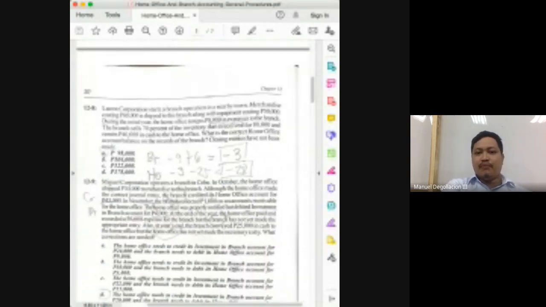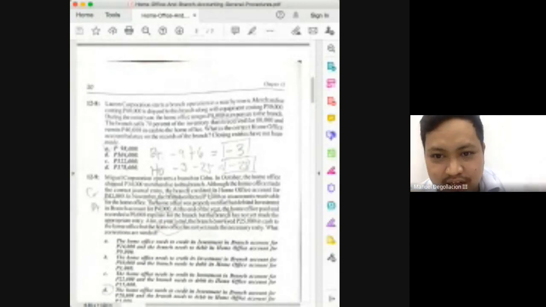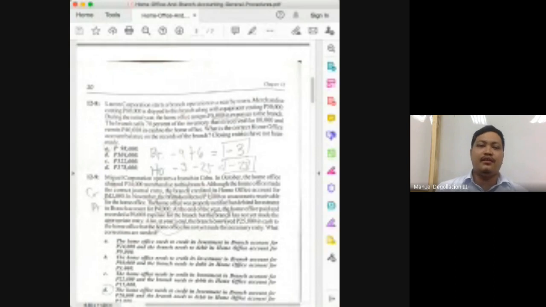Okay, let's proceed to problem 8. The question in problem 8 is, what is the correct home office account balance on the records of the branch? So basically, class, you're asked to follow and monitor the balance of the home office account. And remember, what are the 4 transactions that will affect the balance of your home office account? Investments, withdrawals, profits, and losses.